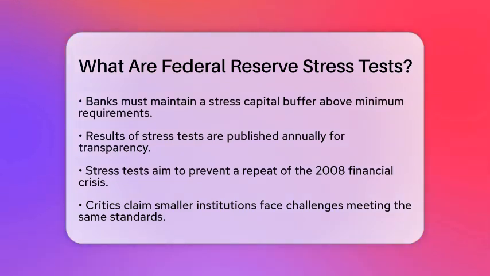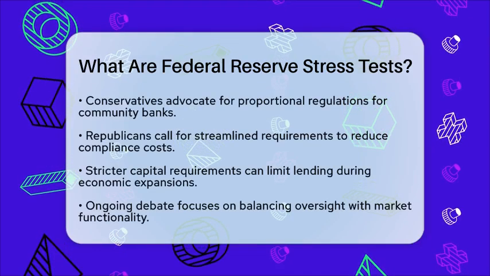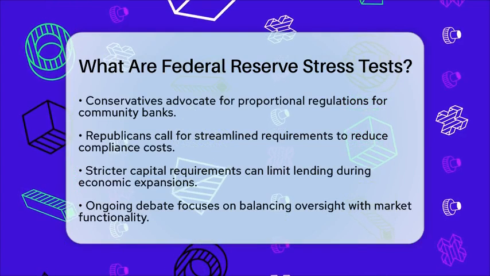While Republicans acknowledge the importance of stress tests for financial stability, they frequently advocate against expanding regulatory complexity. They argue for streamlining requirements to reduce compliance costs. Overregulation can divert resources away from productive lending, which is essential for economic growth. The focus remains on balancing prudent oversight with free market principles to encourage competition and innovation.